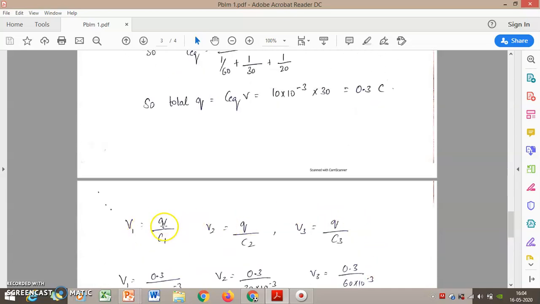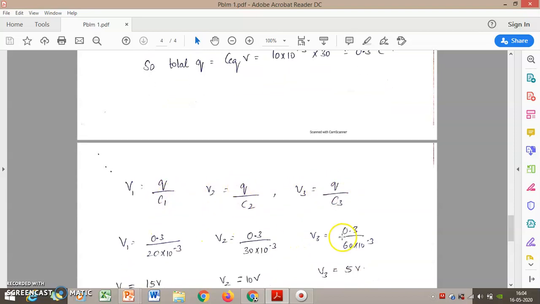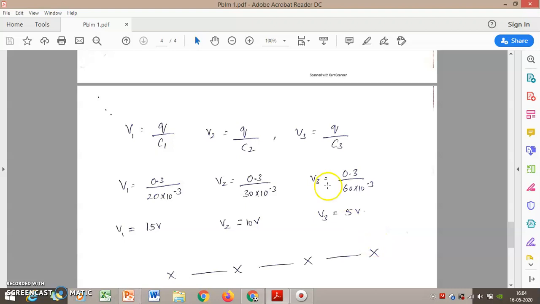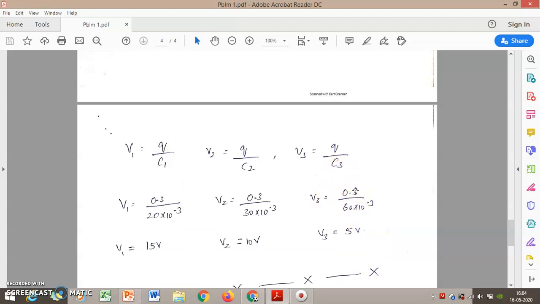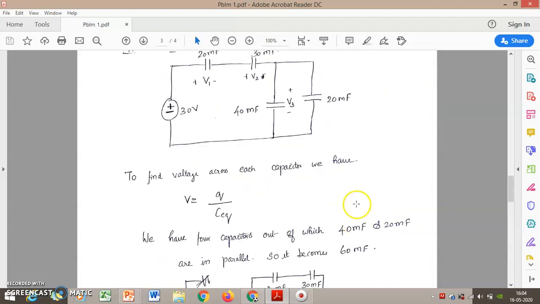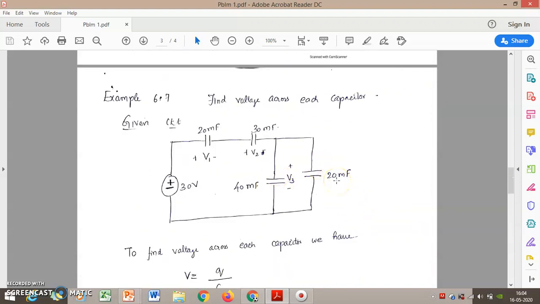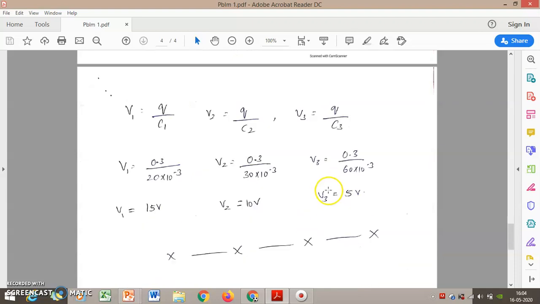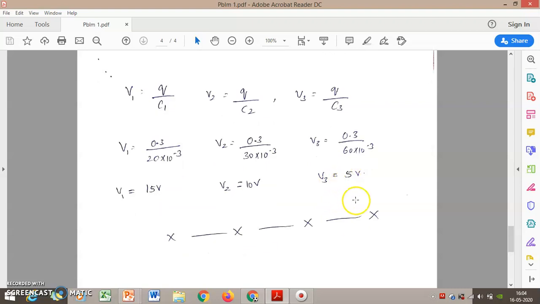Now V1 equal to Q by C1, V2 equal to Q by C2, V3 equal to Q by C3. Q is the same, but the capacitance varies, so substitute the different ones. Now we may have a doubt: for C3, what value do we need to substitute? It is either 20 or 40 or 60. We have to substitute the total capacitance, so it is 60. So we get V3 as 5 volt.